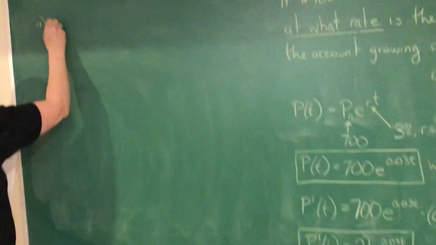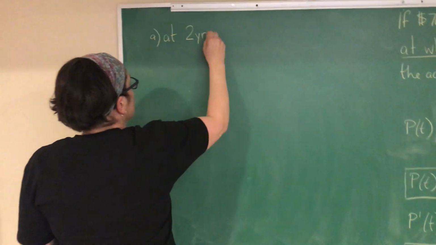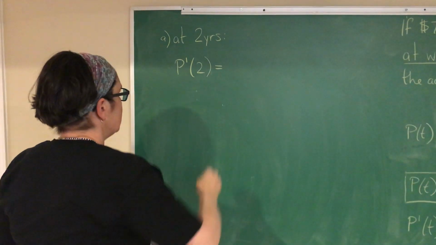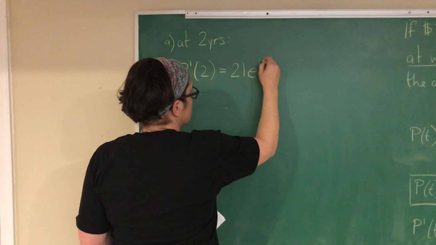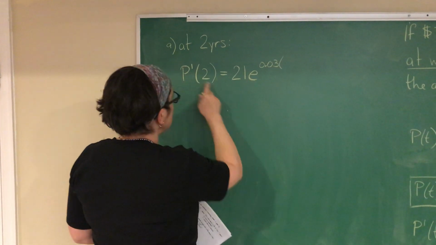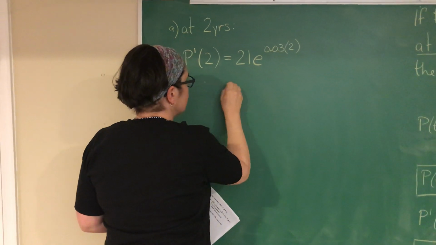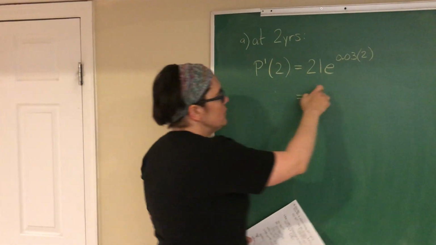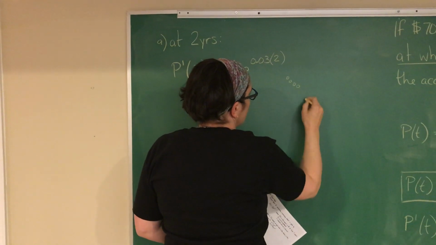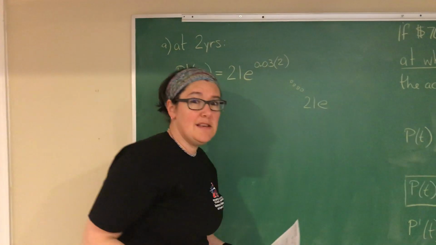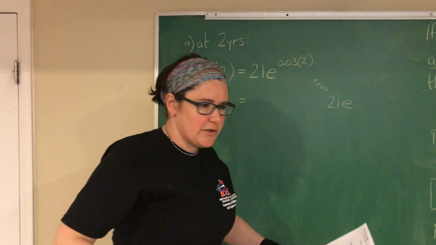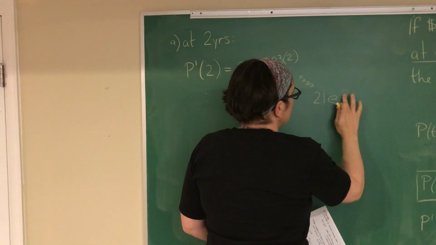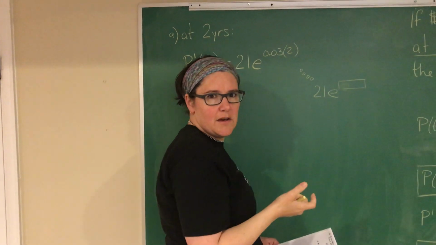So for part A, at 2 years, we plug 2 into our derivative. So that gives us 21 e to the 0.03 times t, and t is 2 in this case. And now I want to type that into my calculator. Now, be really careful when you do type this into your calculator. You have 21, and then you have an e, and depending on which version of the calculator you have, it's either going to put a caret, or it's going to make a superscript on there.